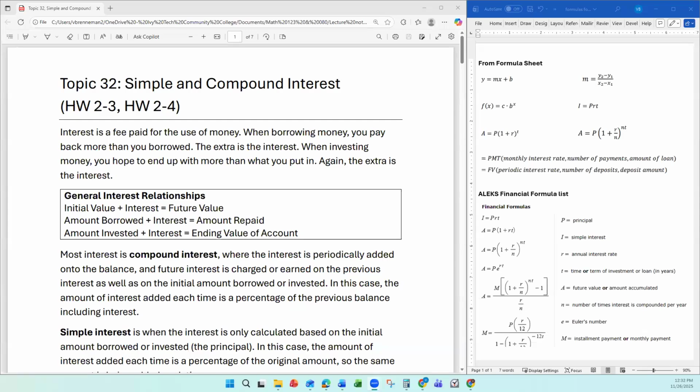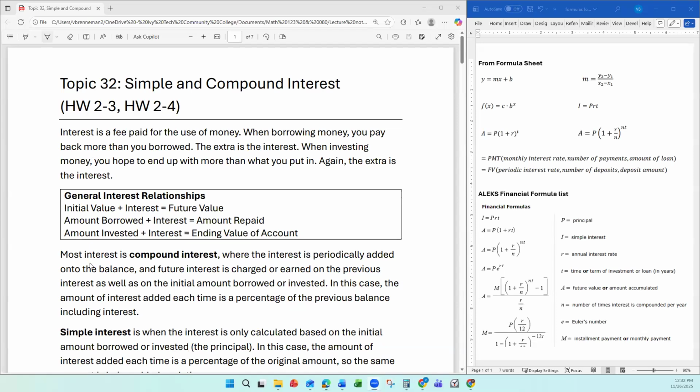All right, this video is over topic 32, numbers 1 through 6, looking at simple interest. General interest relationships to know in this box: initial value plus interest equals future value. If it is a loan, amount borrowed plus interest equals amount repaid. If it's an investment, amount invested plus interest equals ending value.